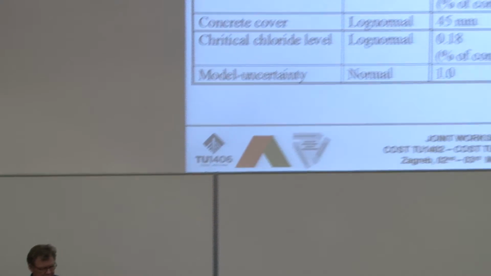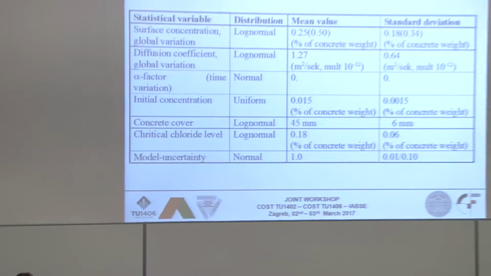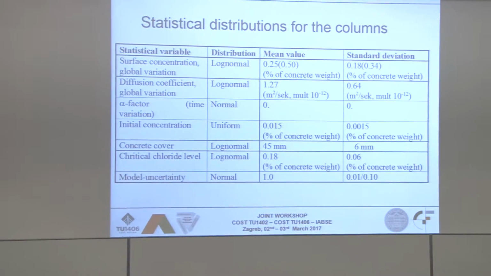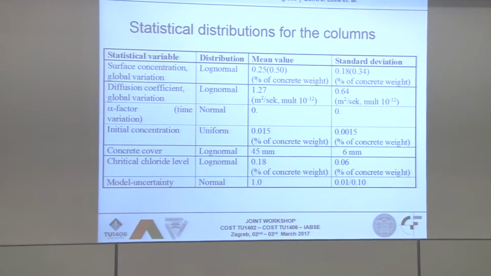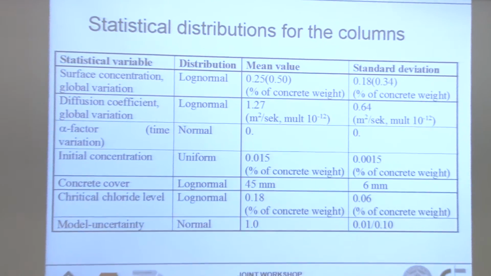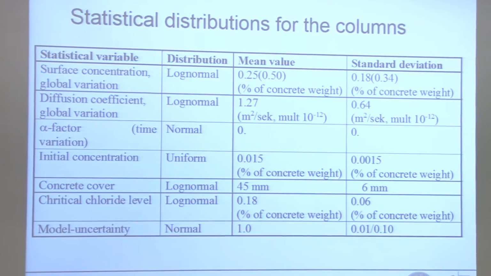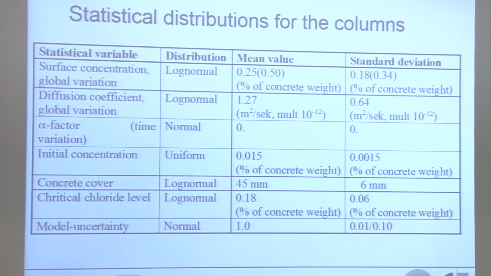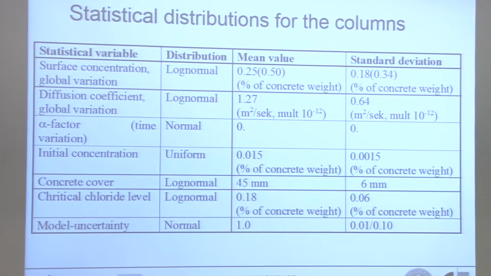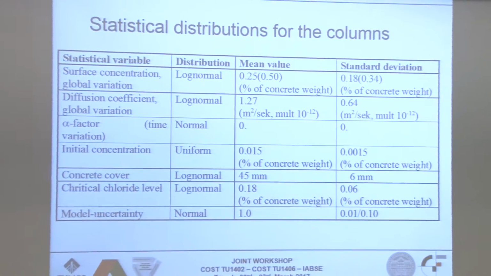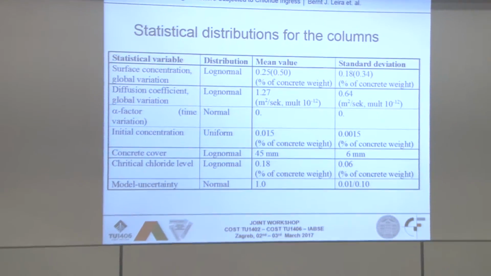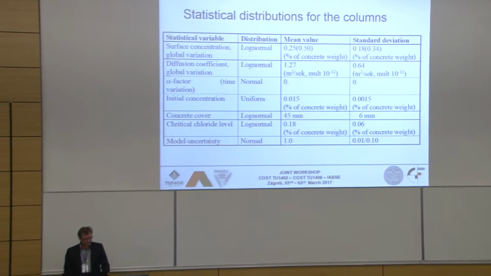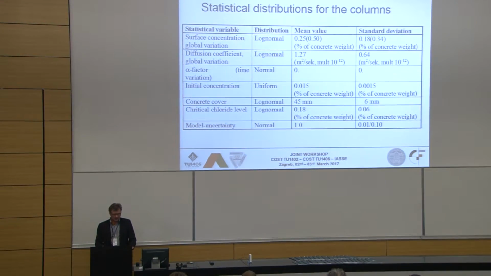Now for the columns, we also have a similar table. I will not go into it because the results I will show are for the superstructure. But again, you see that we have two values for the mean of the surface concentration. This corresponds to the two different columns, 0.25 for one of them, and then twice as high for the other one, 0.5. Also the standard deviation is very different, but the COV is pretty constant.